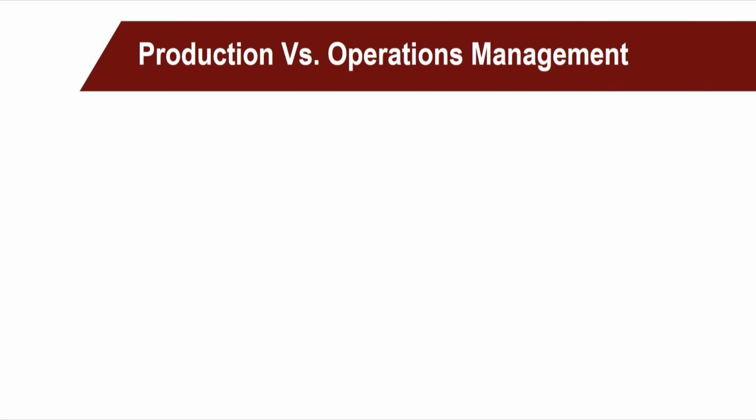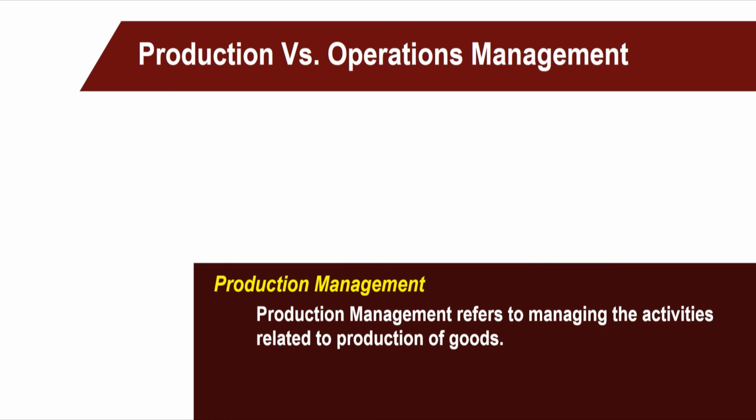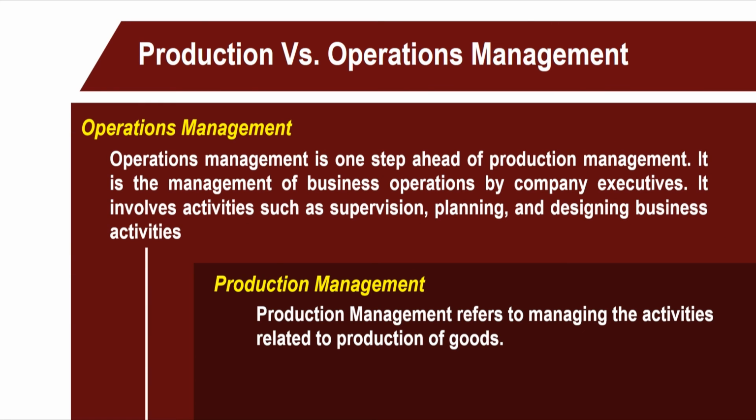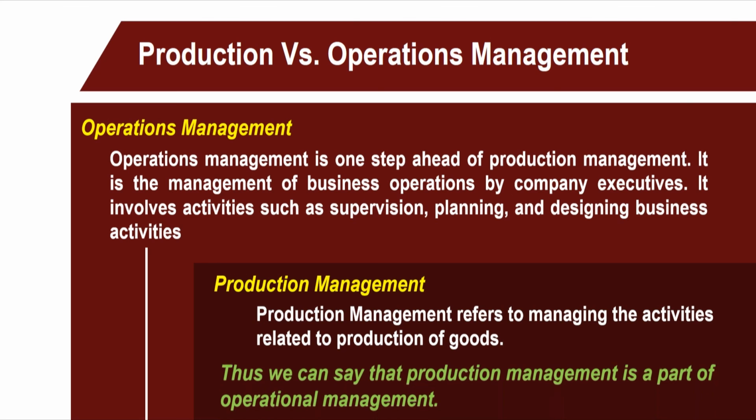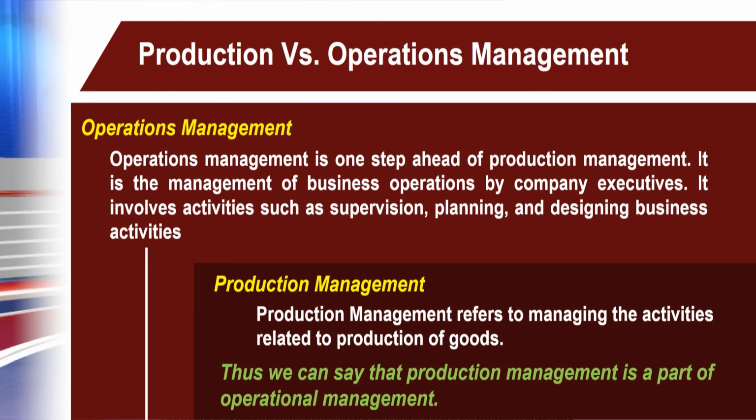Now, let us discuss the difference between production and operations management. You see, production management refers to managing the activities related to the production of goods. Operations management is one step ahead of production management. It is the management of business operations by company executives. It involves activities such as supervision, planning and designing business activities. Thus, we can say that production management is a part of operations management.